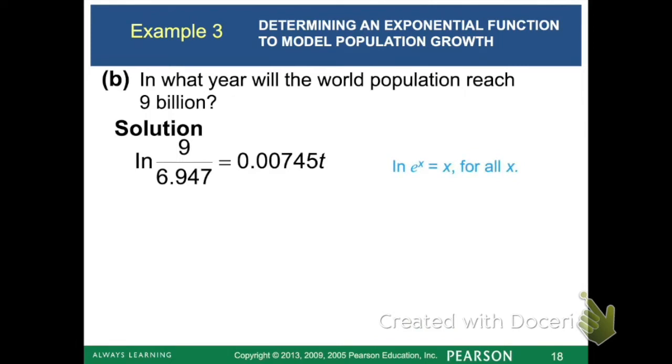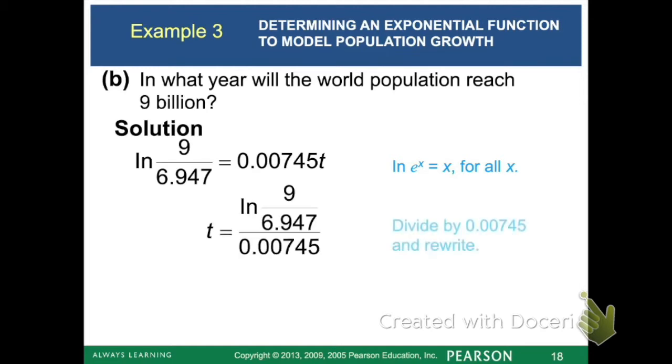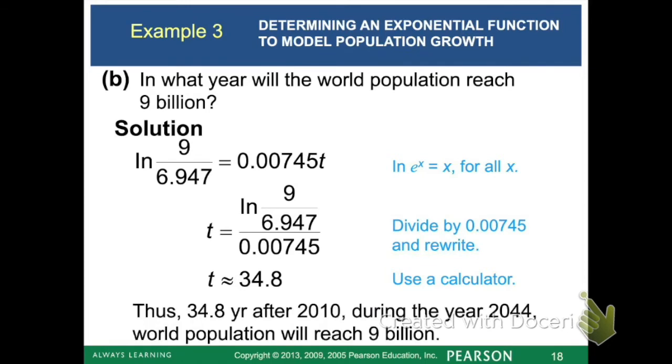Now we can divide both sides by 0.00745. And we get an answer of t is approximately 34.8. Remember, t is years. It's not year 34.8. It's actually going to be the years after 2010. So this would be the year, roughly, 2044, when the world population will reach 9 billion people.